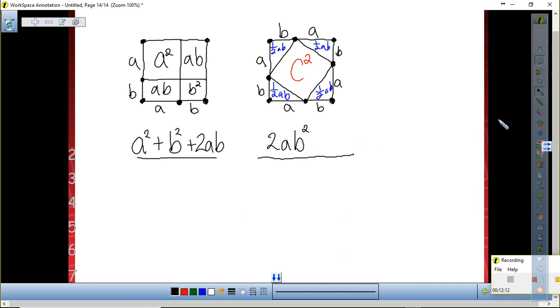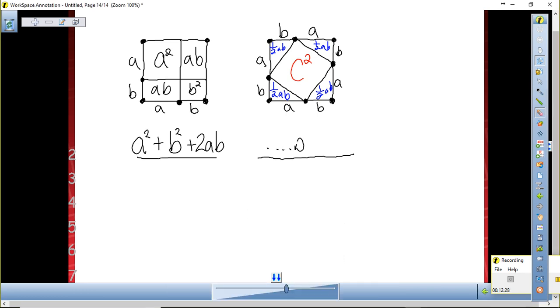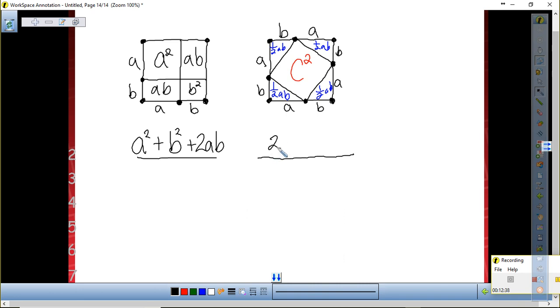Jaylene, what'd you get? Help her out, Kylie. 2AB plus C squared in any order. Hands if you got that. That is correct. How do we get that? What is 1 half plus 1 half? 1. What is 1 plus 1? 2. And then the C squared. Are we there so far?